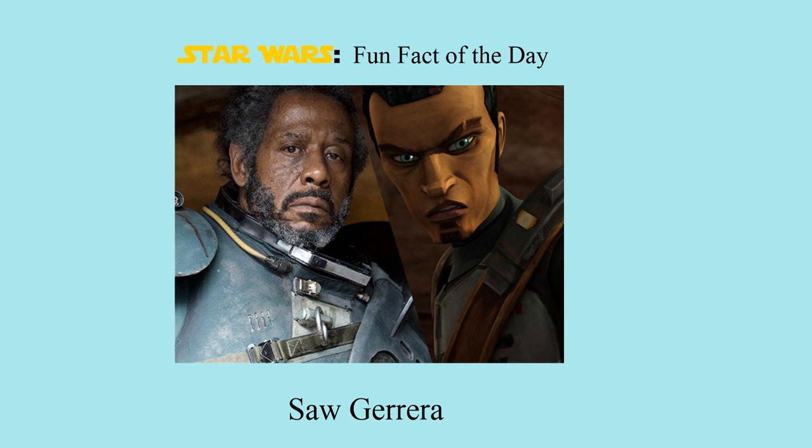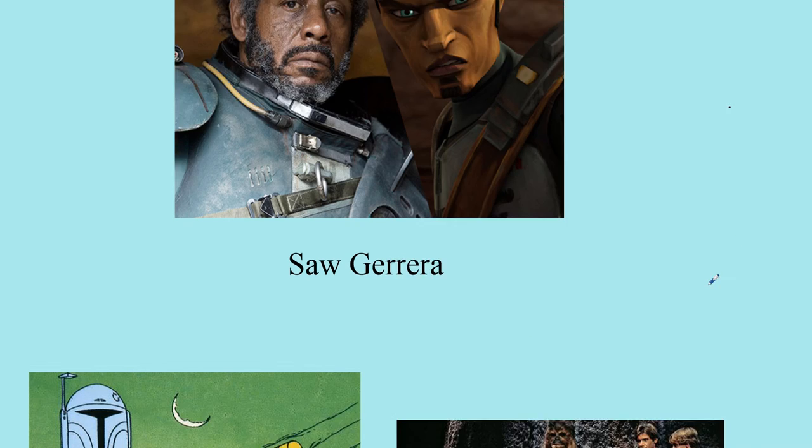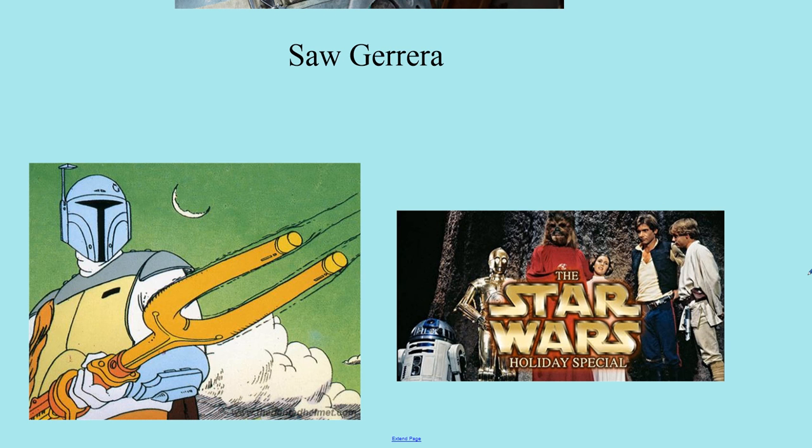Saw Gerrera is a new one, but he isn't the first character that was first seen in a TV show that moved into the movies. Can you guess what the first character was? Well, if you guessed Boba Fett, he was first shown in the Star Wars Holiday Special. Boba Fett showed up as an animated character at the beginning of the Star Wars Holiday Special. They had an animated introduction, something that they couldn't do with a TV budget, and they showed him as a bounty hunter on a different planet.